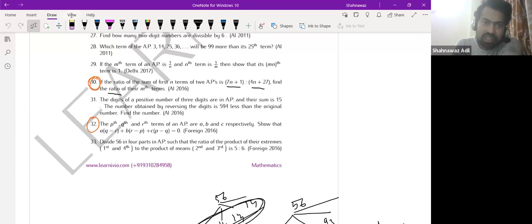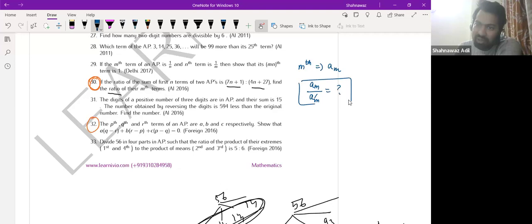So in this question, mth term. What is mth term? This is am, right? So you guys have to find out what is am, given the ratio of the sum of first n terms of the two APs is this one and this one. So now you have to find out am and a prime. This is the question, right?